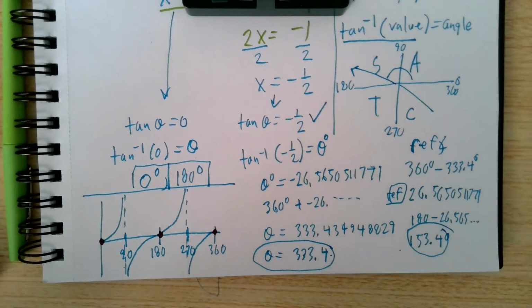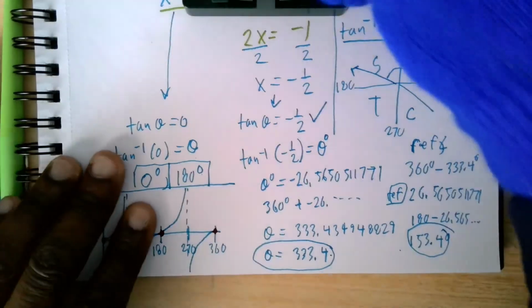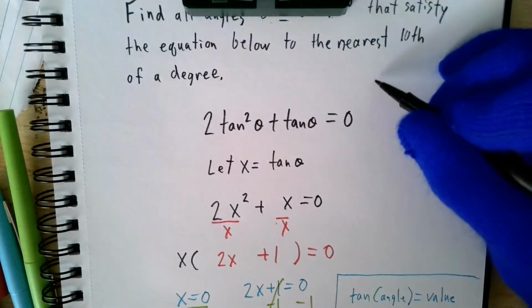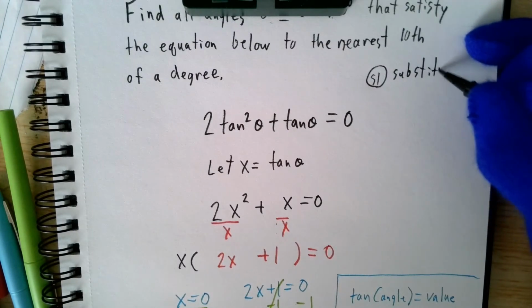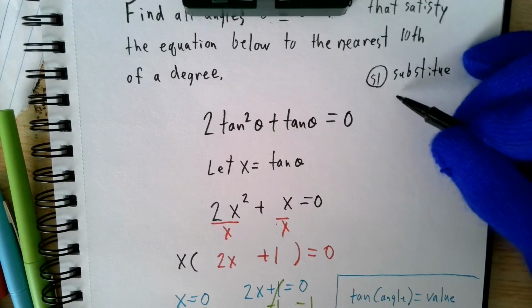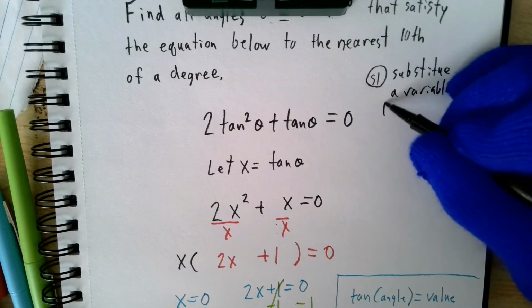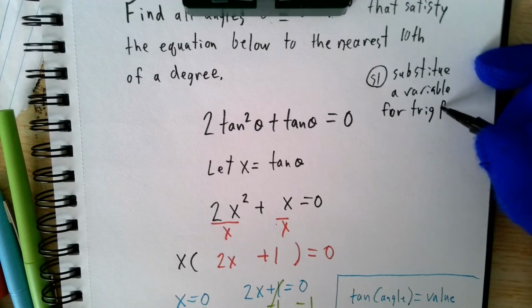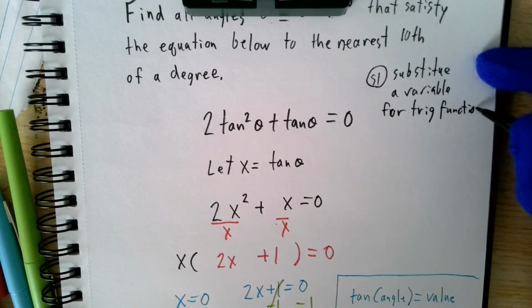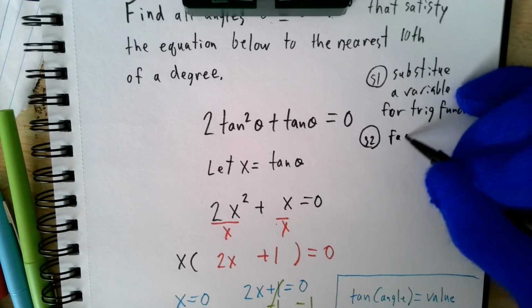Now that was a lot that we just did there to solve that. So let's recap what we did, and we can begin to analyze some steps. Okay? First thing that we did is step 1, substitute. We basically substitute a variable for the trig function. I'm just going to give you some abbreviated steps, right? Substitute a variable for trig functions. Then step 2, we're going to factor and solve.